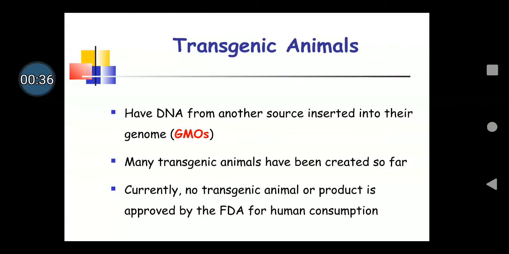Transgenic animals. Animals that have DNA from another source inserted into their genome are called GMO or transgenic animals, or genetically modified organisms. Many transgenic animals have been created so far by biotechnology. Currently, no transgenic animal or product is approved by the FDA for human consumption.